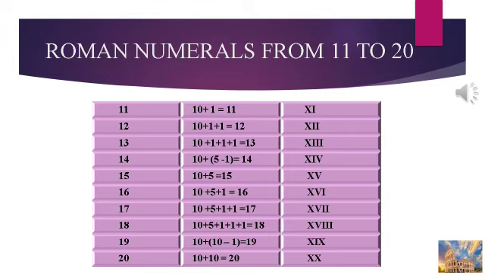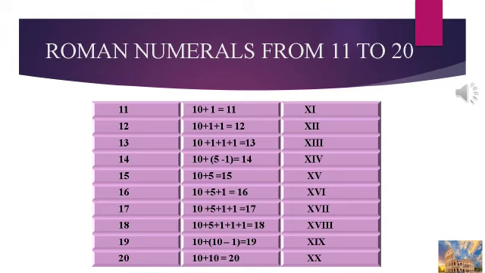13 can be written as 10 plus 1 plus 1, which is equal to XIII. 14 can be written as 10 plus 4, as the smaller number is added to the larger number. Therefore, the smaller number appears after the larger number. Therefore, 14 can be written as XIV.